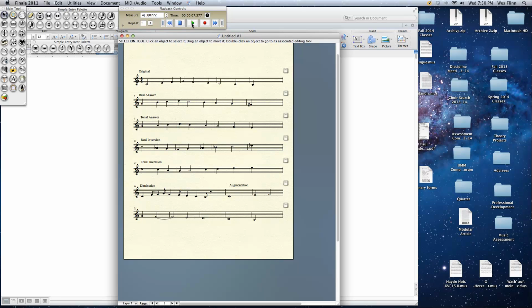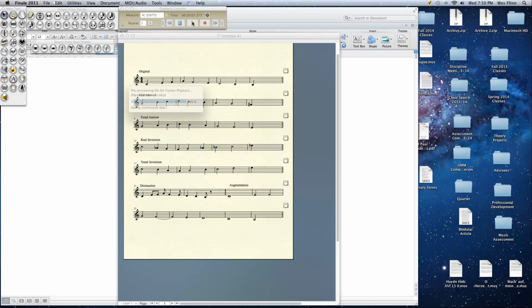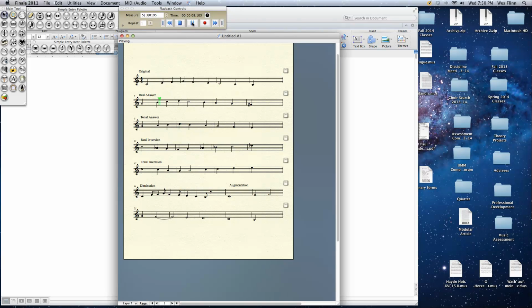Both size and quality of intervals remains exactly the same, which means it can get chromatic, as we see with this one. So here's a real answer to our original subject. As you can hear in that one, the subject is simply transposed up a perfect fifth, and all pitches in the subject are transposed exactly up a perfect fifth.